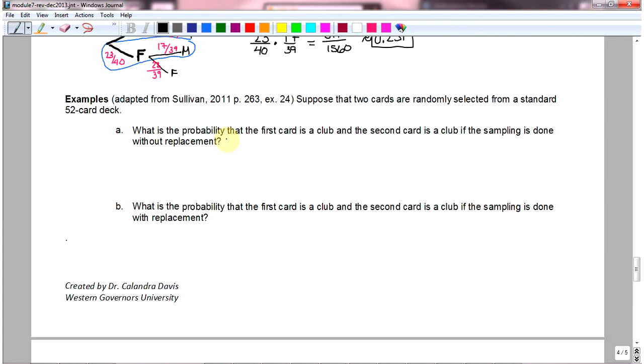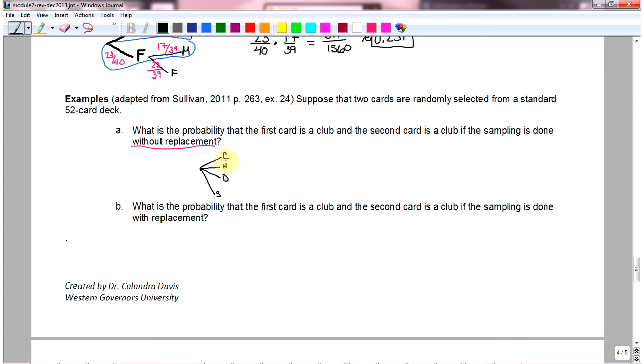Okay, our next example. Suppose that 2 cards are randomly selected from a standard 52 card deck. What is the probability that the first card is a club and the second card is a club if the sampling is done without replacement? Okay, so we can do this like a tree diagram. So for the first card, we know that there are 4 possibilities. We're interested in a club, so I'm going to put that one on the top. But we know it could also be a heart, could also be a diamond, could also be a spade.